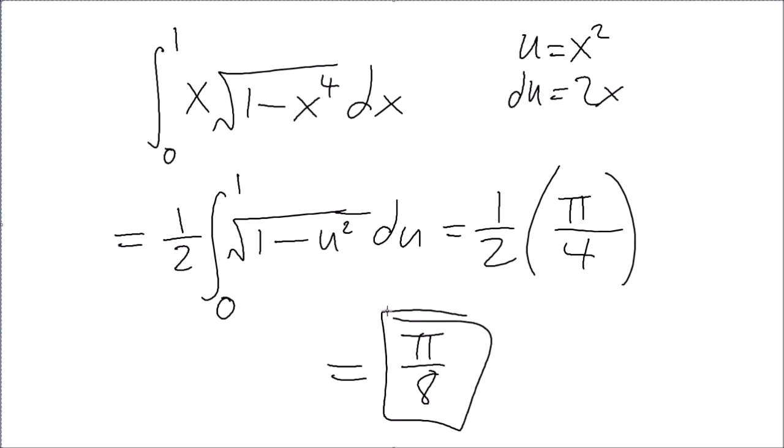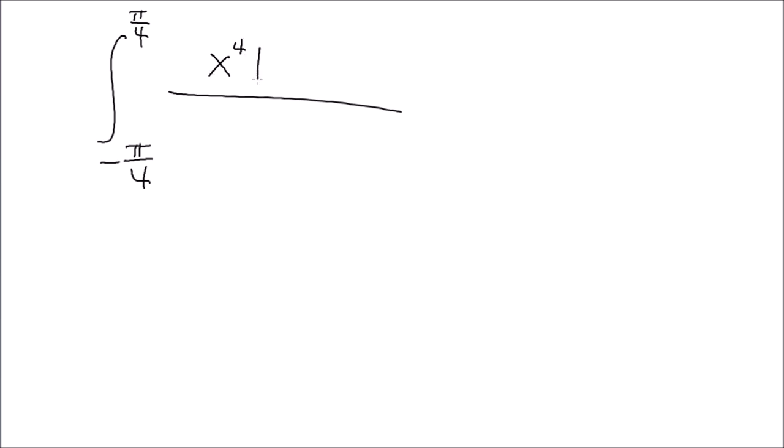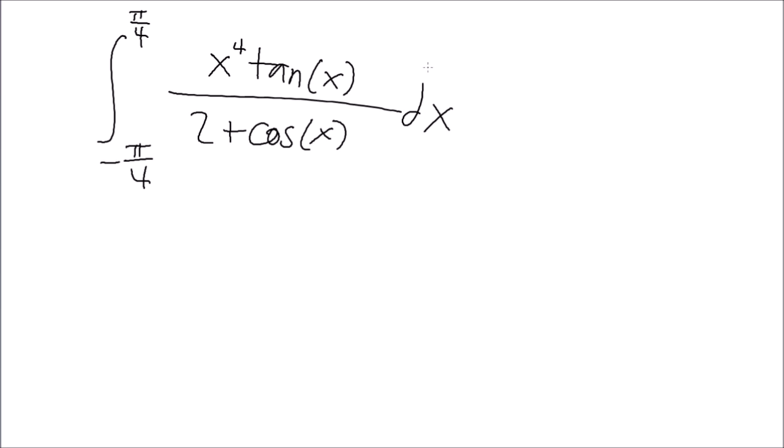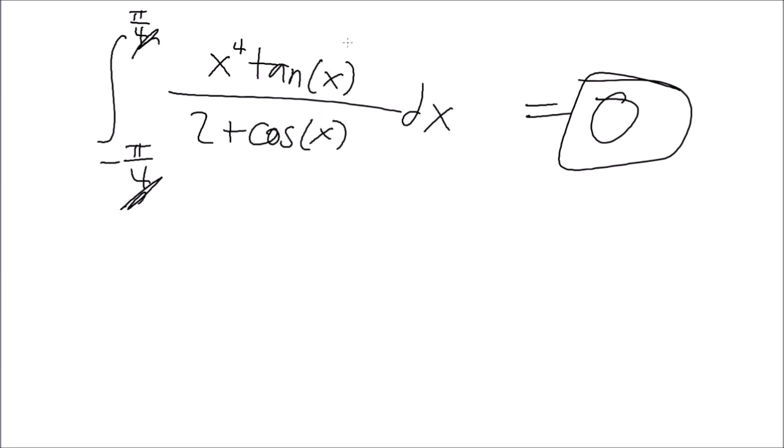All right. Very nice. So we have the integral from negative pi over 4 to pi over 4 of x to the 4th tangent of x over 2 plus cosine of x dx. You already knew where this is going. Yes, you're right. This is equal to 0. As soon as you saw the bounds, you checked if this was an odd function, and this is indeed an odd function. It equals 0. Yes, it does.